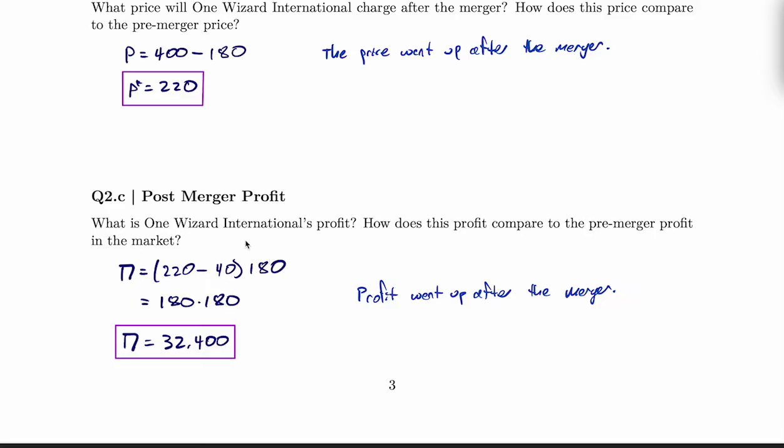All right, and then the last question here, we have profit after the merger. So profit is just price minus marginal cost in this case, which is the same as ATC when we have a constant marginal cost and no fixed costs. So we have 220 minus 40 times the quantity, which is 180. So we get 180 times 180. You plug that into a calculator and you get 32.4.